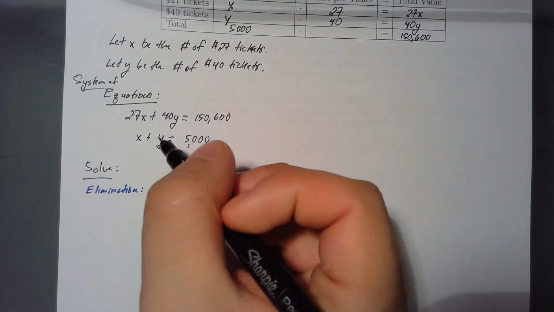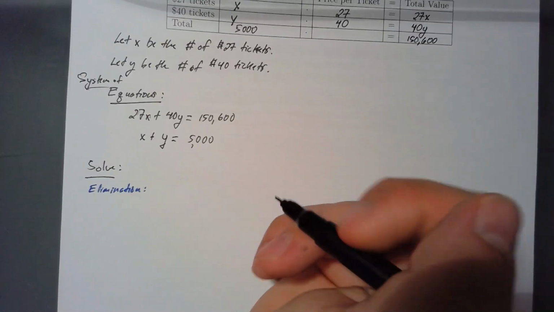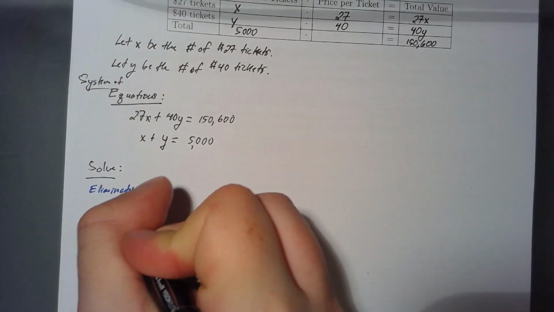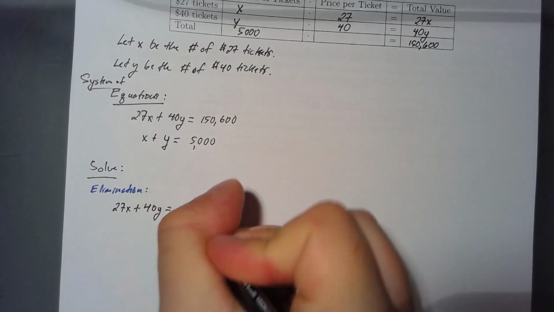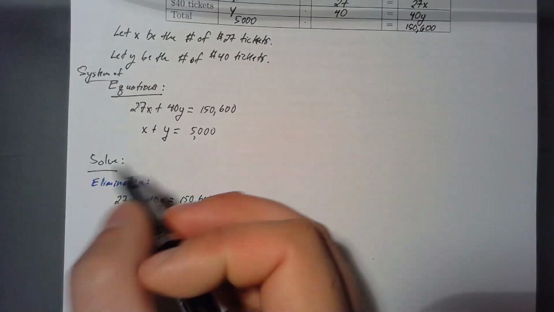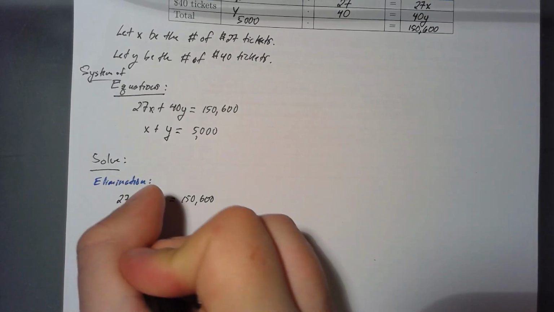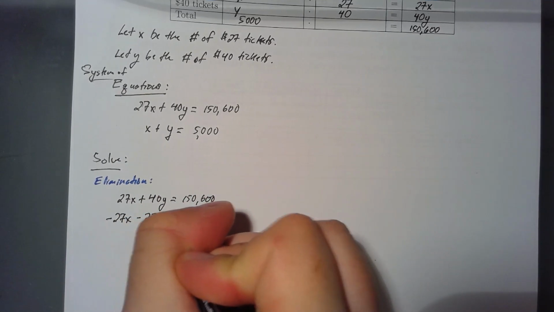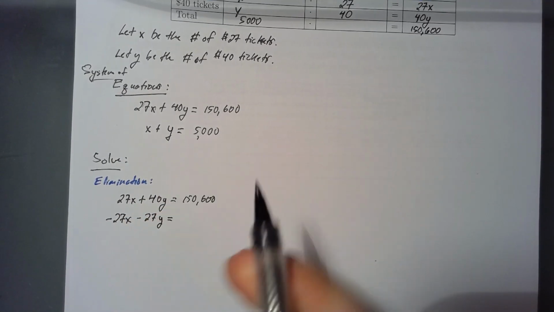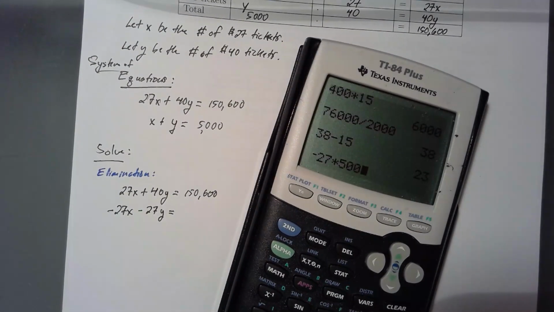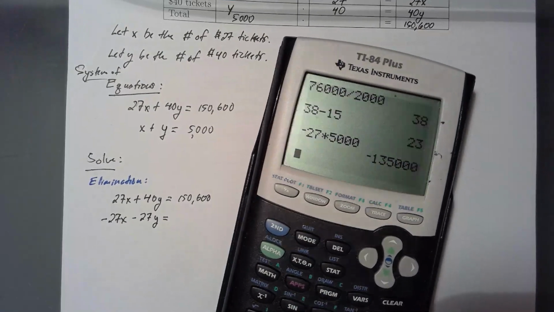So I'm going to multiply the second equation by negative 27, just because I feel like it. So when I do that, there's the first equation. Multiply the second equation by negative 27. I'm going to get negative 27x, negative 27 times y is minus 27y equals, and negative 27 times 5,000. Calculator time. Negative 27 times 5,000 is negative 135,000.